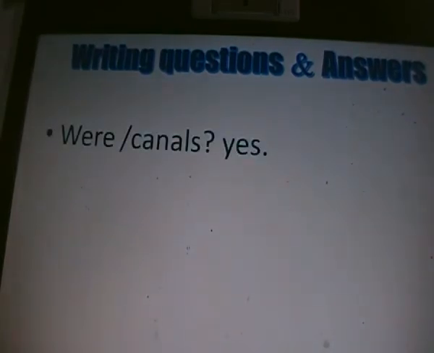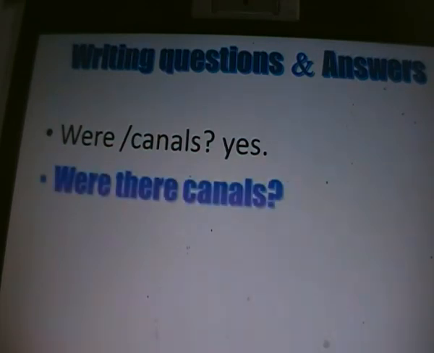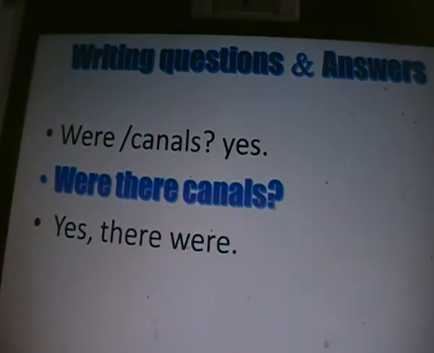Writing questions and answers. Were and canals, and you have to answer with yes. Can you form a question here and the answer with yes? Were, canals, and yes. Were there canals? كان في قنوات أو ترى؟ Yes, there were.